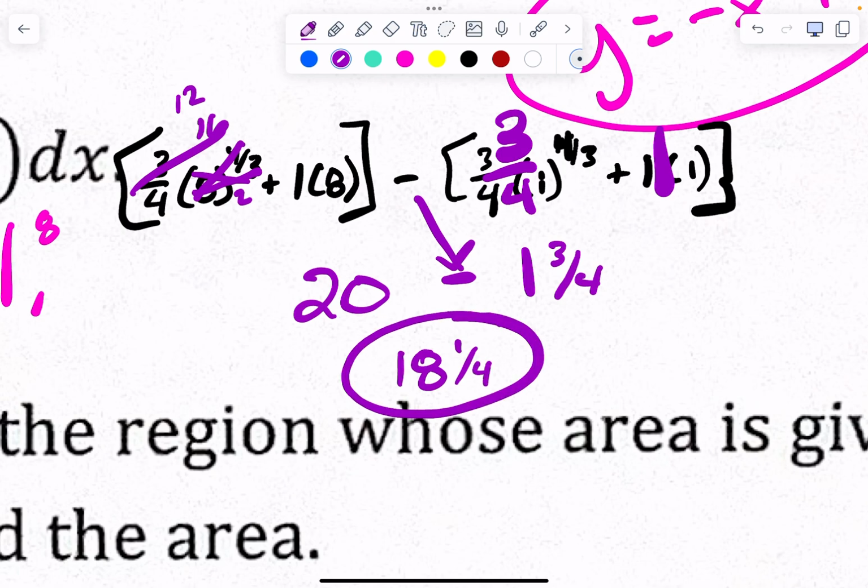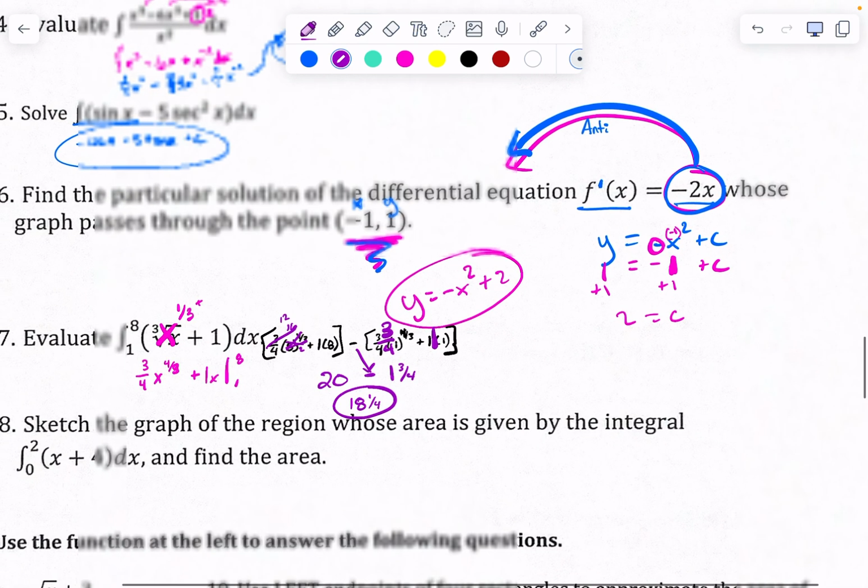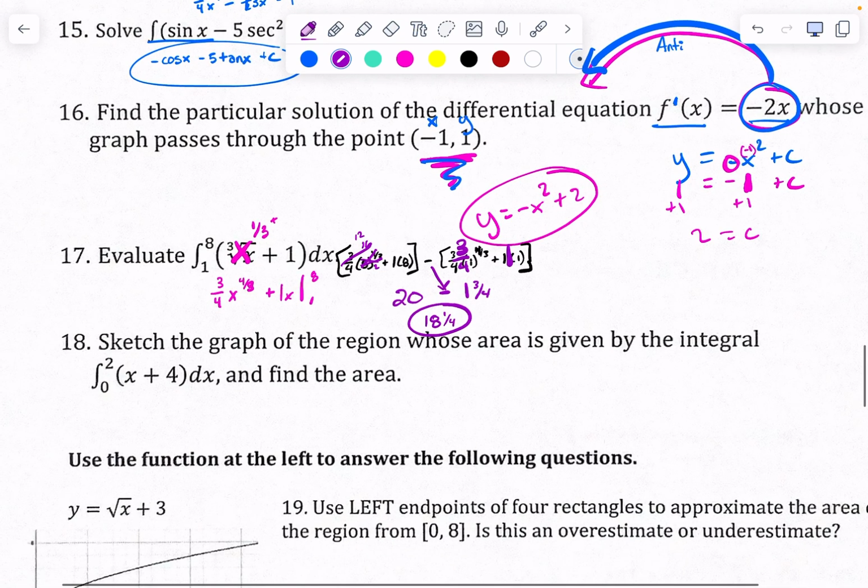I did not say that right. 1 and 3/4, not 1 1/3. Blah. I know what you meant. Yeah, that's what I got. 18 and 1/4. Okay.